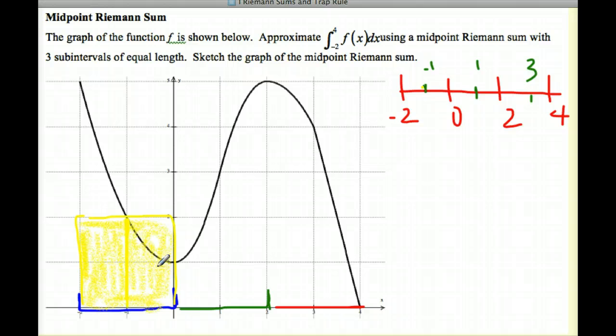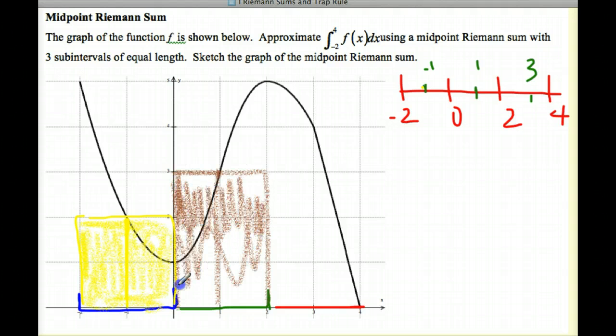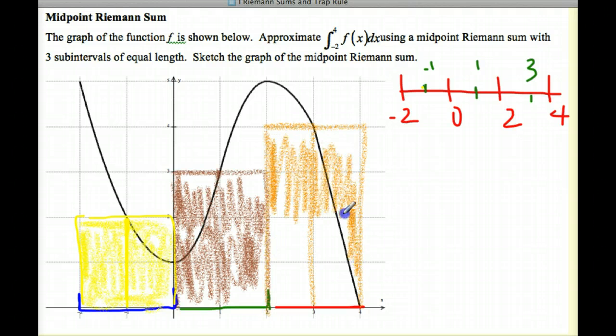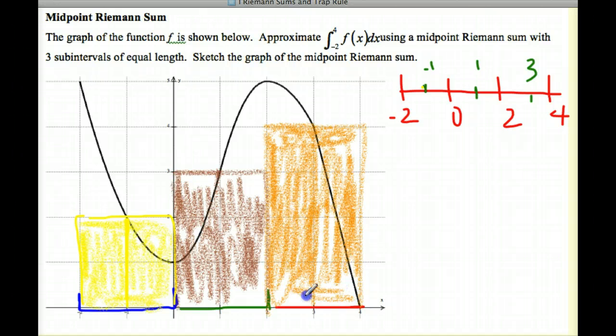The next one is when my midpoint is at 1. So here's 1. If I hit the graph, I see that's where my rectangle is going to stop. And then I color this part in right here. And then finally, I see that the midpoint is 3, so I draw a line at 3. And then I create a rectangle right here. So if you notice, I have less of the area outside of the curve and more of the area inside of the curve. It's still an approximation, but still works.